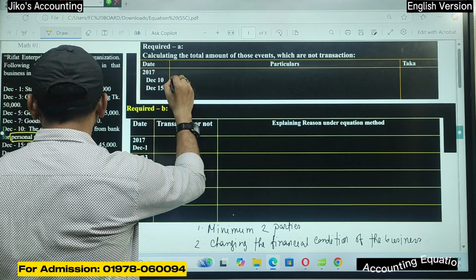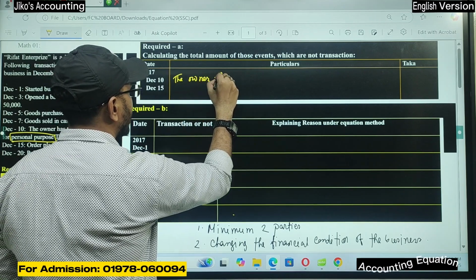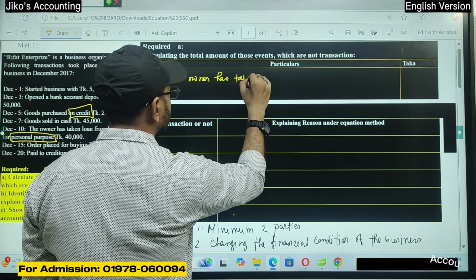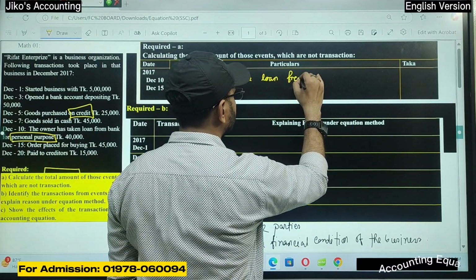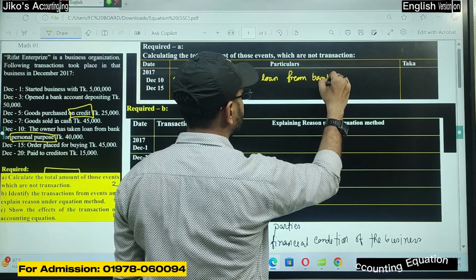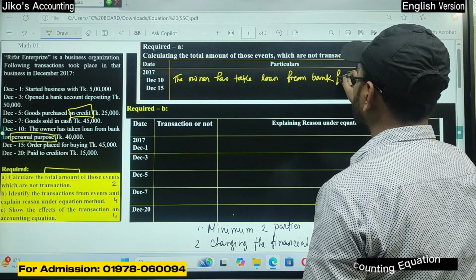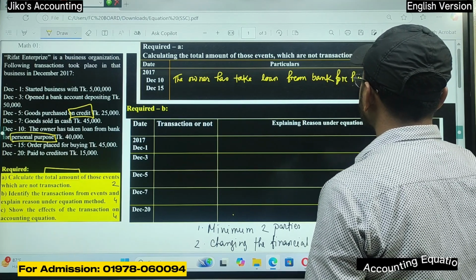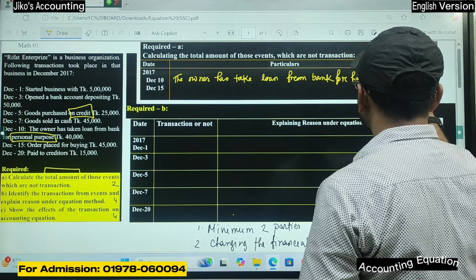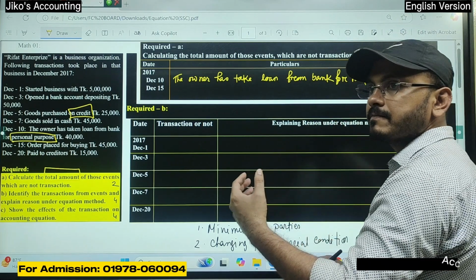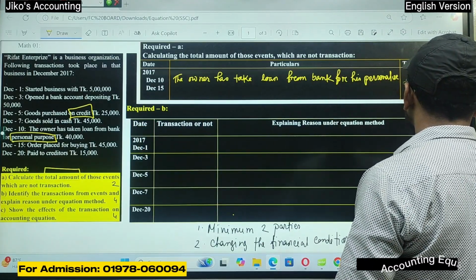What is given here? The owner has taken a loan from the bank for his personal purpose. You can write down anything here, for his personal use or personal purpose. What is the total amount here? 40,000. Is it clear, sir?